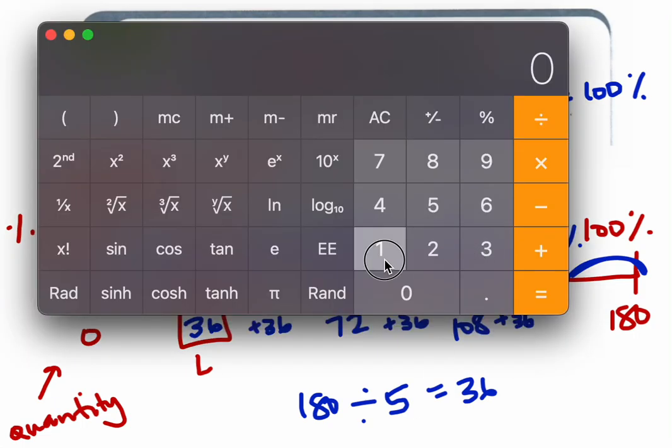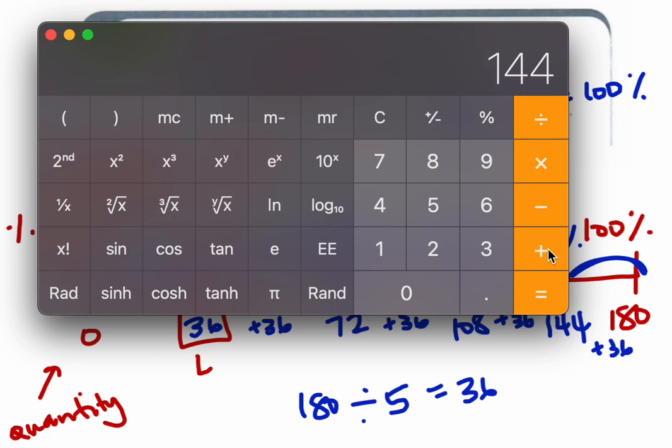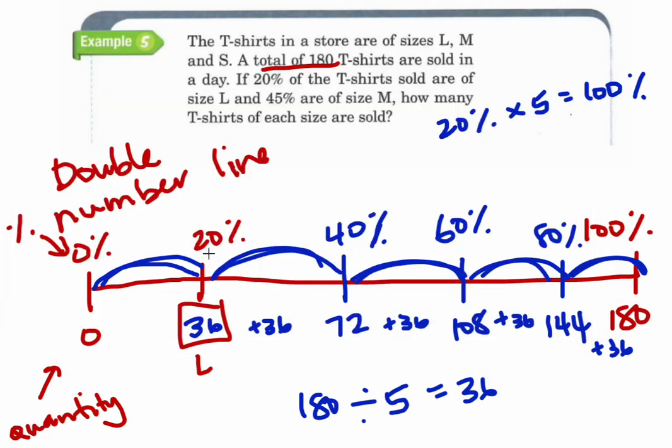I'm going to use a calculator for that. I can't do that in my brain right now, talking and doing math. 144. And then 144 plus another 36, to prove to you in the calculator, 144 plus 36 would get us to the 180. So basically you're like, well, there are 5 20%s that make up 100%. So then I just need to take 180 and divide that into 5 parts as well, and I'll get that answer. 36 t-shirts are 20%.